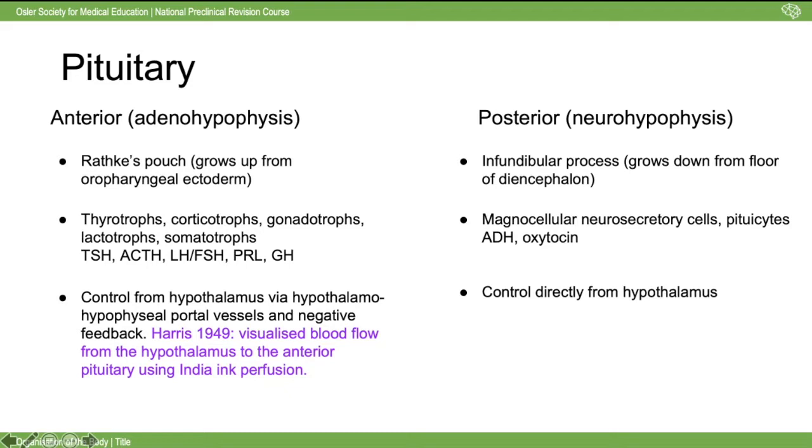And some good evidence to know is that Harris in 1949 visualized blood flow from the hypothalamus to the anterior pituitary using India ink perfusion. So that's something that's quite good to mention in an essay. And in contrast, the posterior pituitary is under control directly from the hypothalamus. So you have receptors in the hypothalamus which will detect the thing that needs to be changed, and that directly affects the release of ADH and oxytocin.